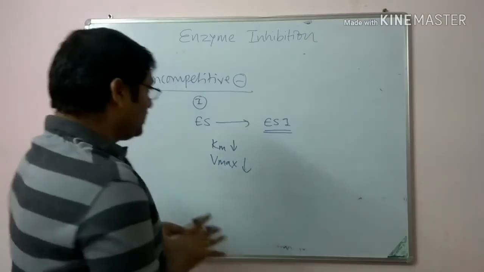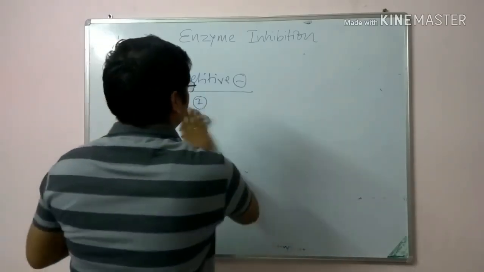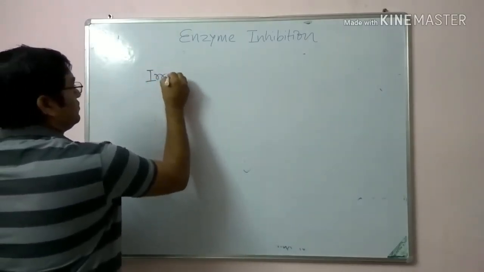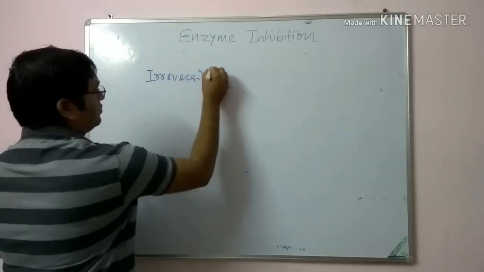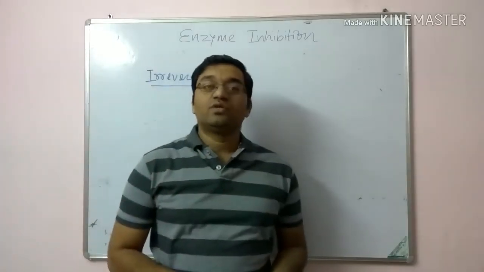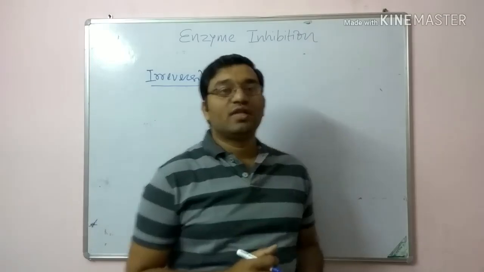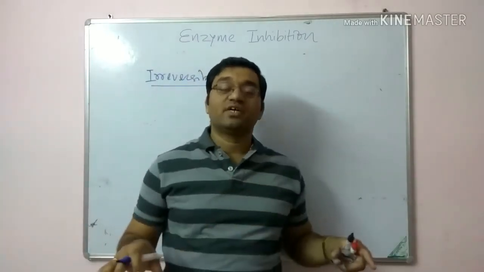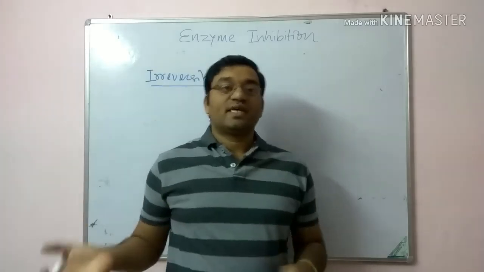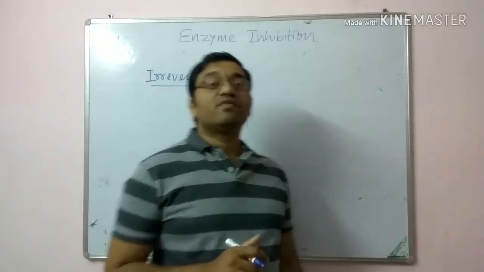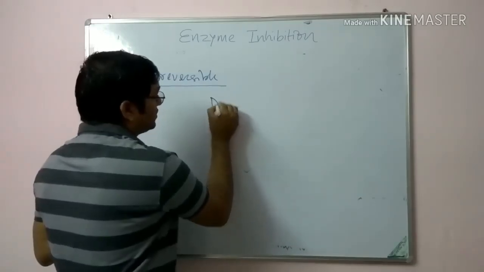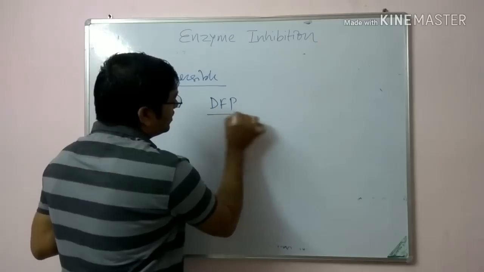Now coming to irreversible inhibition. We already discussed that there is covalent binding of the inhibitor to the enzyme molecule that brings about the distortion of the active site and inactivates the enzyme. So this type of reaction cannot be reversed. That's why it is known as irreversible inhibition. The particular example is DFP. This one is the nerve gas.